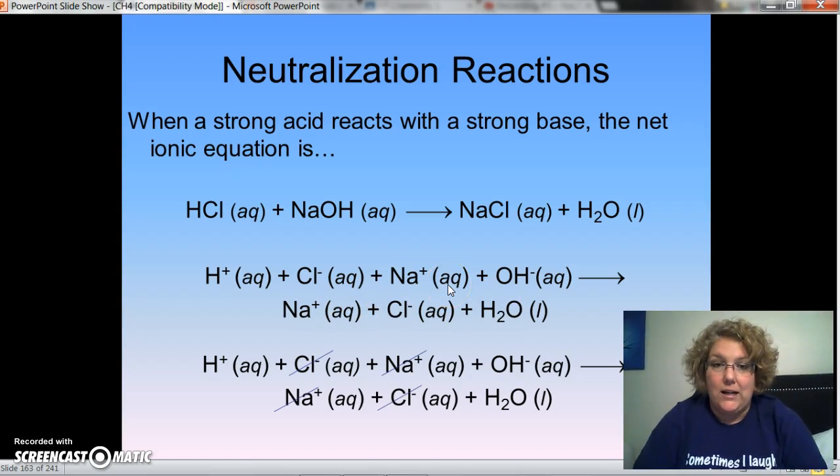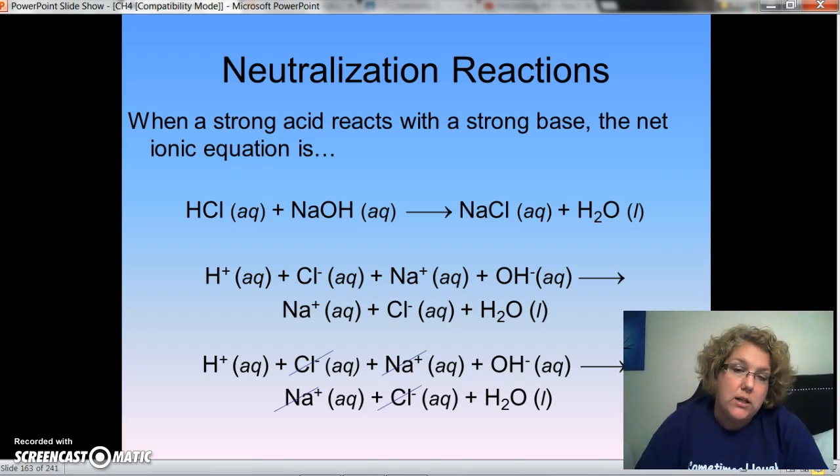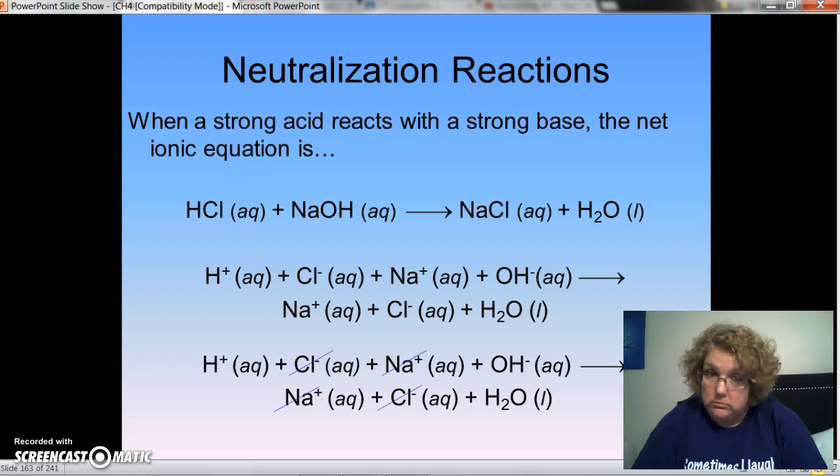Now, for the net ionic equation, same rule as with the precipitation reaction. You cancel out the spectator ions. You cancel out the ions that have not changed in terms of their state or their charge. They haven't done anything but floated around in the water. And in this case, the sodium and the chlorine are still floating around in the water being aqueous after the reaction. So in a strong acid and strong base reaction like this, you're always going to get the same thing for the net ionic equation.